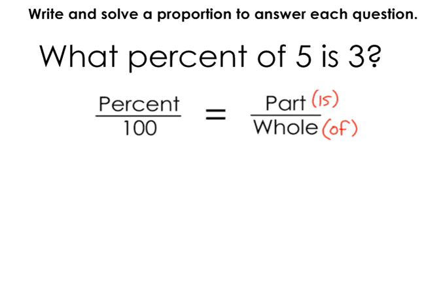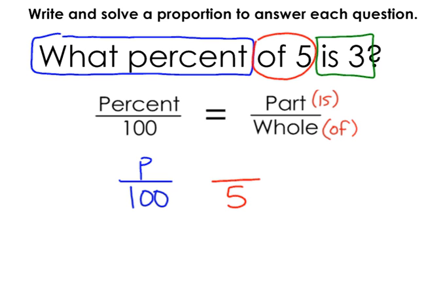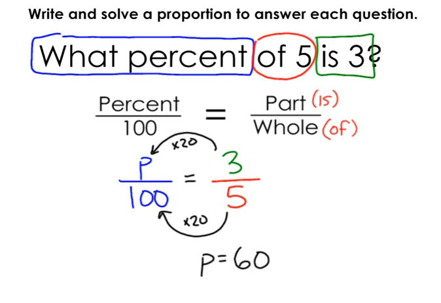All right, we'll set this up. It's saying what percent, so we're going to put a variable where the percent is out of 100. That's this part in blue. Then we have of 5, so something out of 5. 5 is the denominator. And then we have is 3, so 3 will be the numerator, just like that. Okay, scale factor, we can use 20. And 3 times 20 is 60. And since we're looking for a percent, we'll include the symbol, 60%.